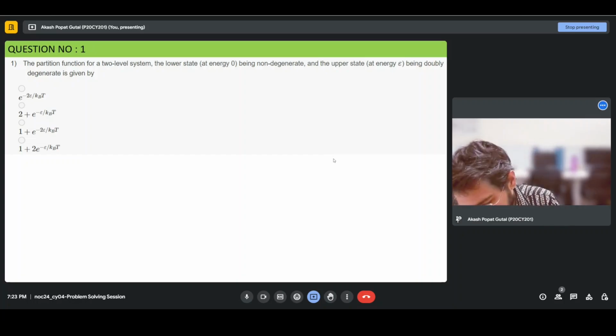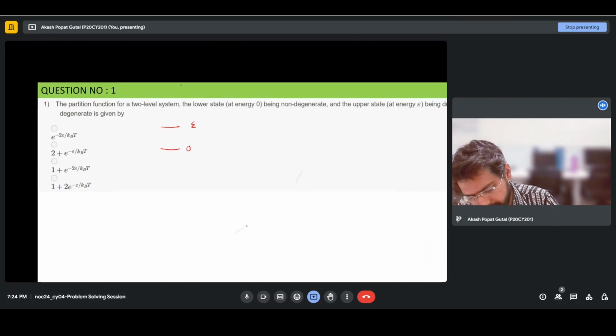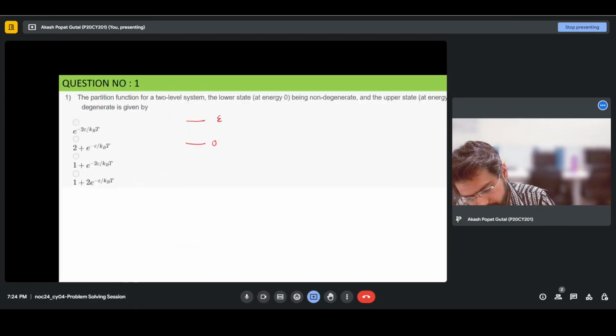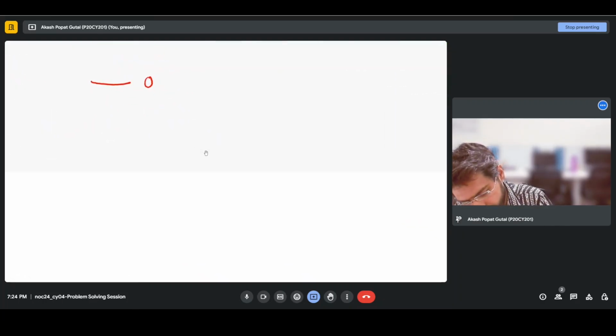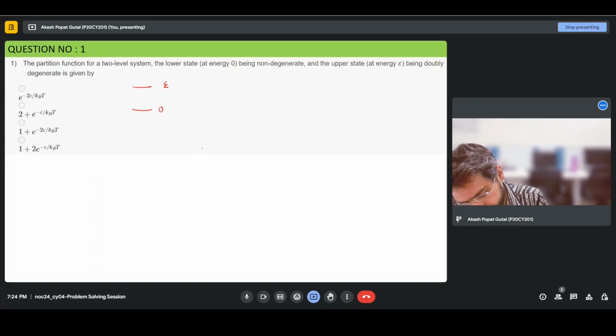So in this problem, we have a two-level system. The lower state energy is zero, being non-degenerate, and the upper state has energy epsilon, and it is doubly degenerate. Means there are two degenerate levels for the upper state.